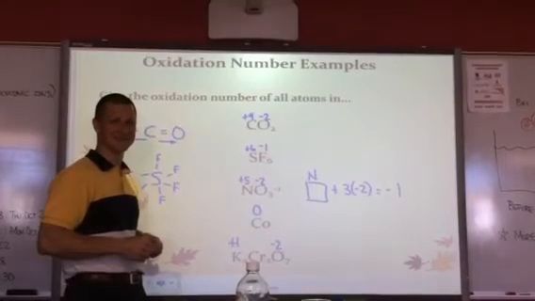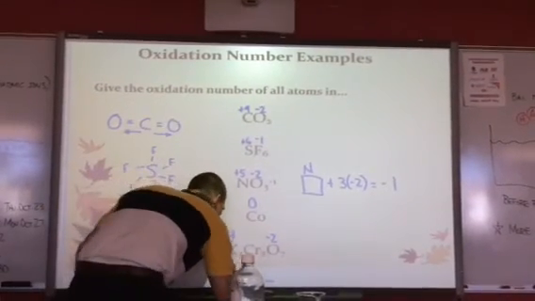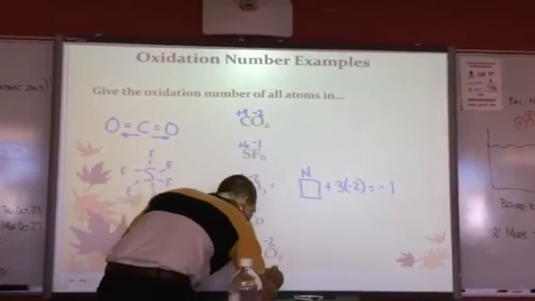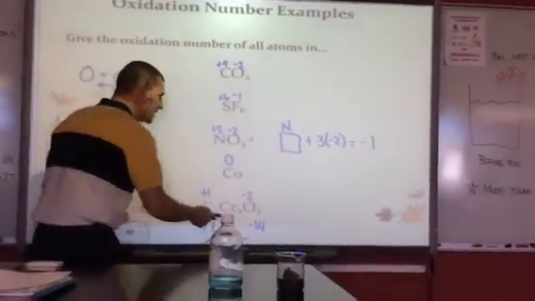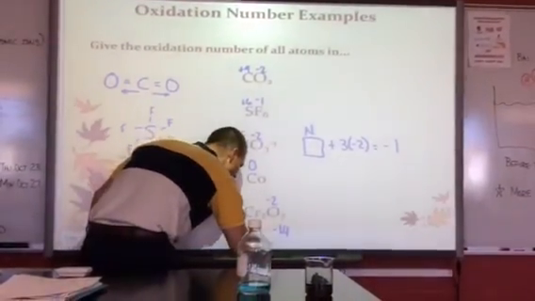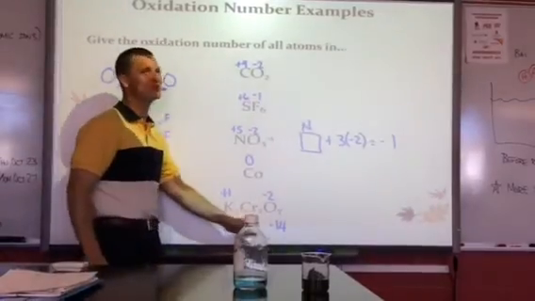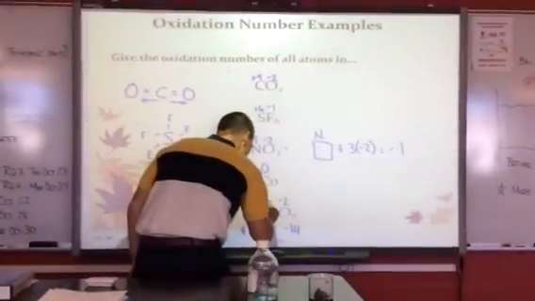It is positive 6. Why? Because there's 2 Cr's. The potassiums add up to positive 2. The oxygens add up to negative 14, 2 times 7. So the chromiums have to balance out all that to make the whole thing 0, which is positive 12. But there are 2 Cr's in there, so each one is positive 6.